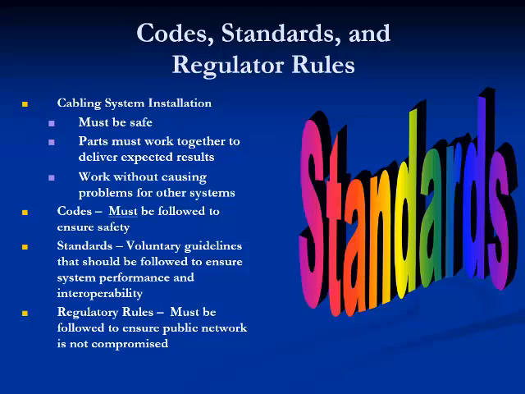Now, cabling systems must be installed in accordance with the cabling standards to ensure safety, that parts work together to deliver expected results, and work without causing problems for all other systems. Codes like the National Electrical Code and local codes must be followed to ensure safety. But telecommunication standards are voluntary guidelines that should be followed to ensure performance and interoperability. Another area, regulatory codes or rules, must be followed to ensure that the public network is not compromised.